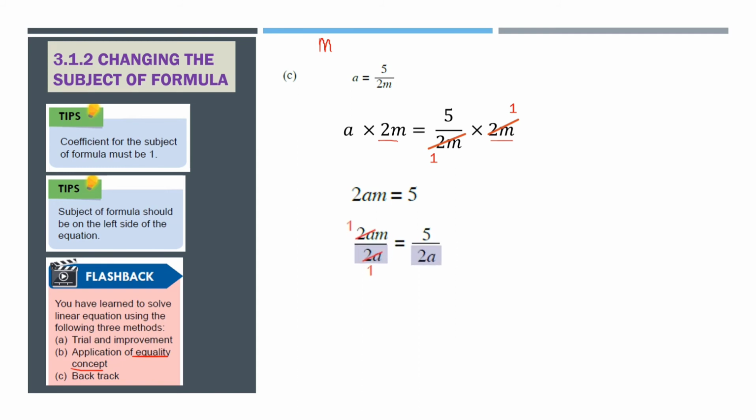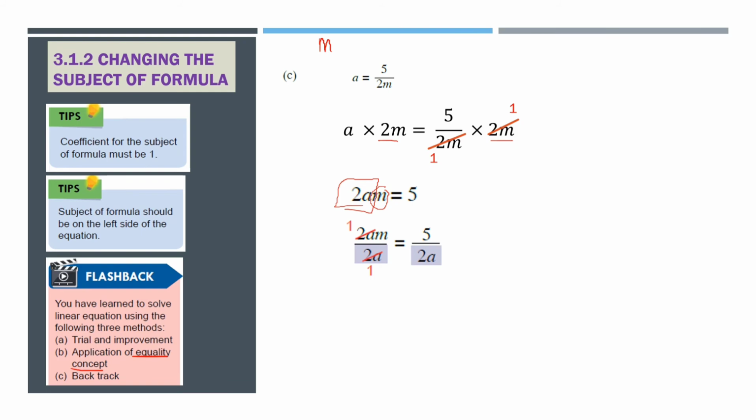Then we still need to proceed with application of equality concept, where we need to remove the 2a here so that we get the subject is m only, 1m. Remember, coefficient of the subject must be 1, so we need to make it become m only here. So we need to remove the 2a here, where we do the division here. 2am divided by 2a equal 5 divided by 2a.